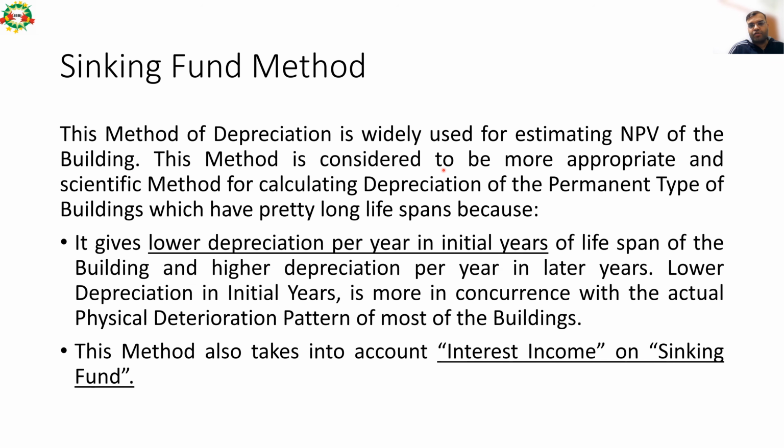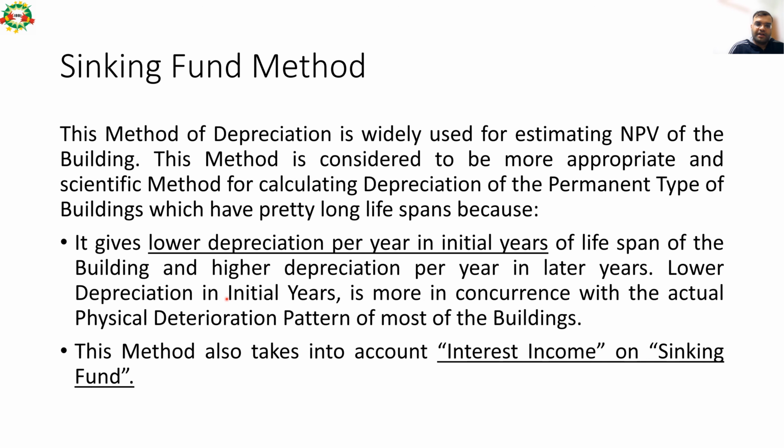This method is considered to be a more appropriate and scientific method for calculating depreciation of permanent types of buildings which have a pretty long lifespan, because it gives lower depreciation per year in the initial years of the lifespan of the building and higher depreciation per year in later years. So if a building has a long span of say 80 years or 60 years, during the initial years the percentage depreciation will be less, say 0.1%, 0.2%, 0.3%, and in later years, maybe the 50th or 60th year, the percentage depreciation will be very high, maybe 3%, 4%, 5%, right?